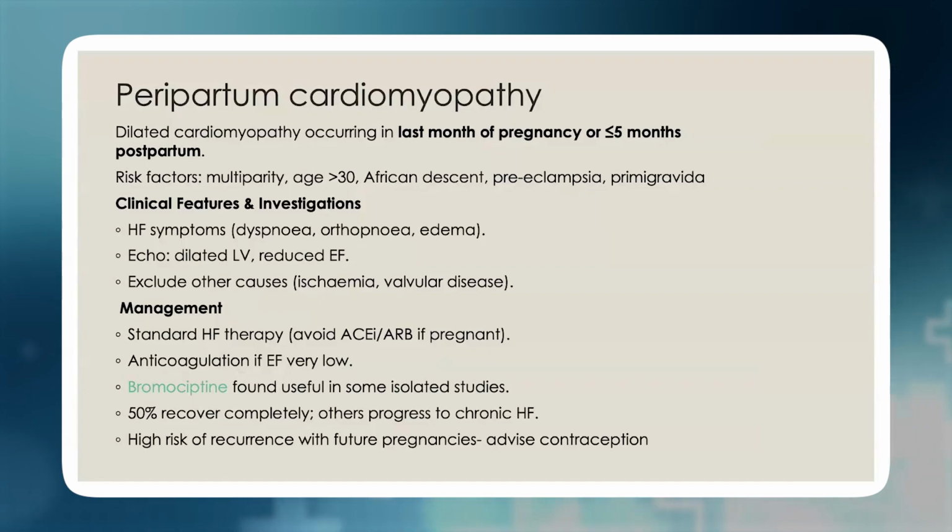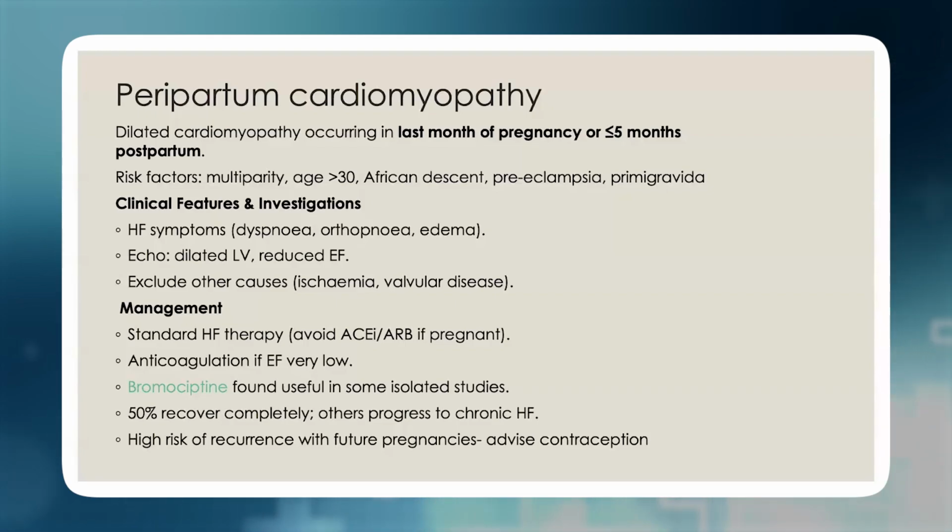Risk factors are multiparity, age more than 30, like elderly primary gravida, preeclampsia, patients with hypertension, obesity, African descent, that is, black race people will have more chances of having peripartum cardiomyopathy. It is quite surprisingly very common in India as well. Clinical features include heart failure symptoms like dyspnea, orthopnea, and edema. Echo will show typical DCM, dilated LV, and reduced EF. Only from the history, you can guess it's a peripartum cardiomyopathy. Management is standard heart failure therapy.